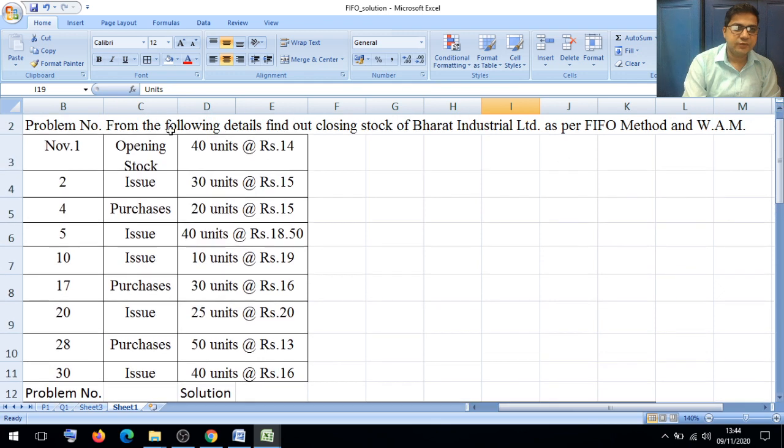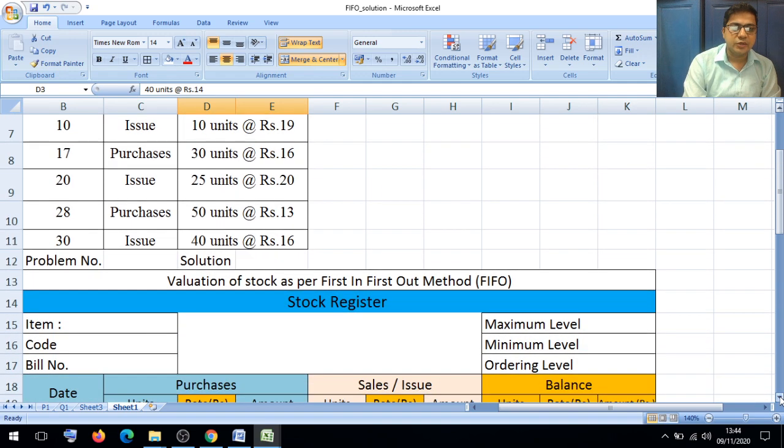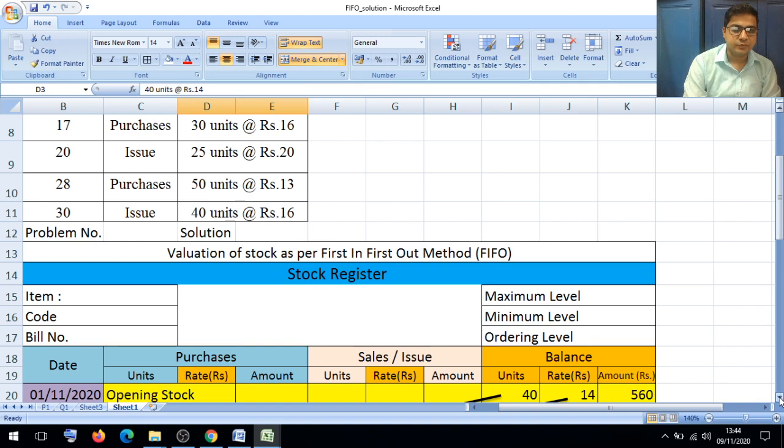Now first effect. 1st November opening stock 40 units at the rate rupees 14. Now this particular opening stock we will record in our stock ledger. How will we record? Here, 1st November 2020, there is no column for opening stock. That's why we put the opening stock in the balance column: 40 units into 14. 40 into 14, so the value will be 560.